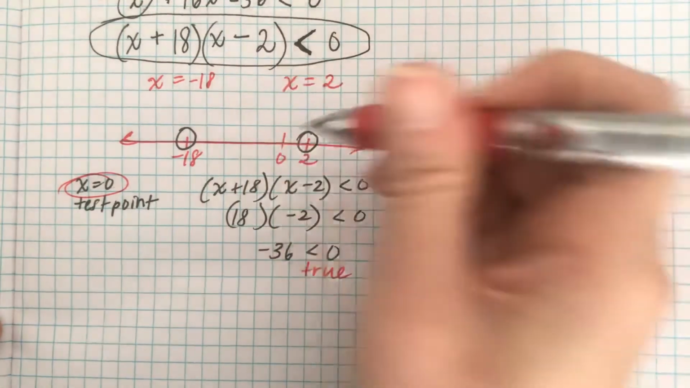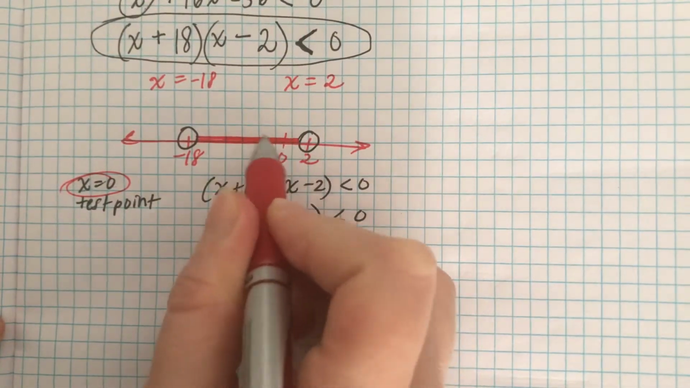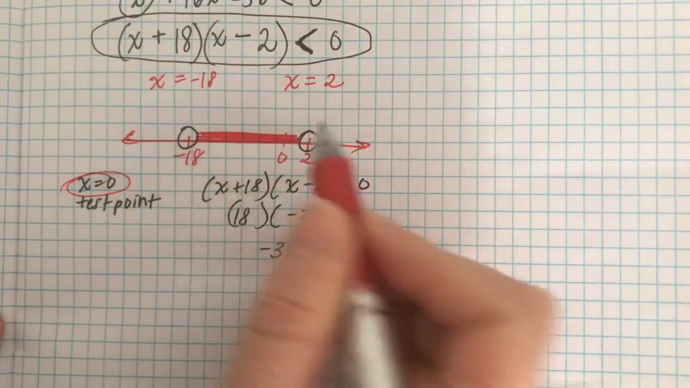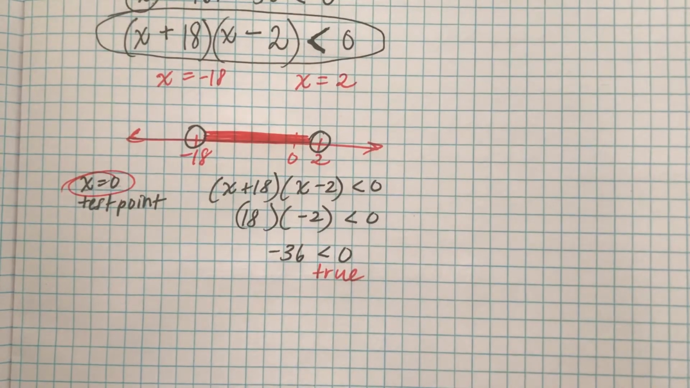So x is 0 is about right here. So that means I shade in between. Remember, in these questions, you're either shading in between on the insides of the 2 points or on the outsides. So we know that's the only region that I need to shade.